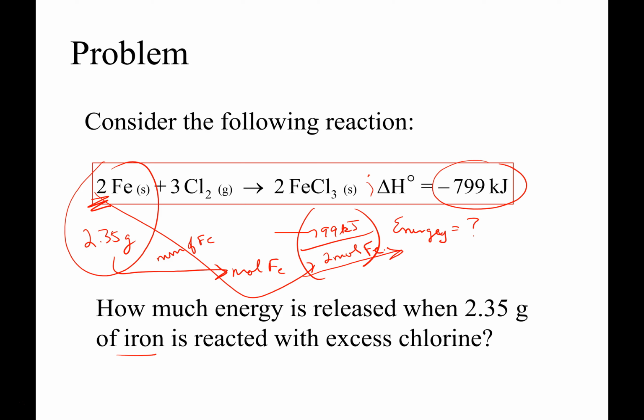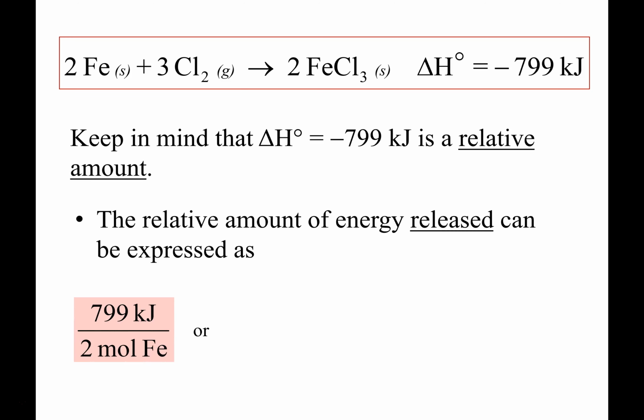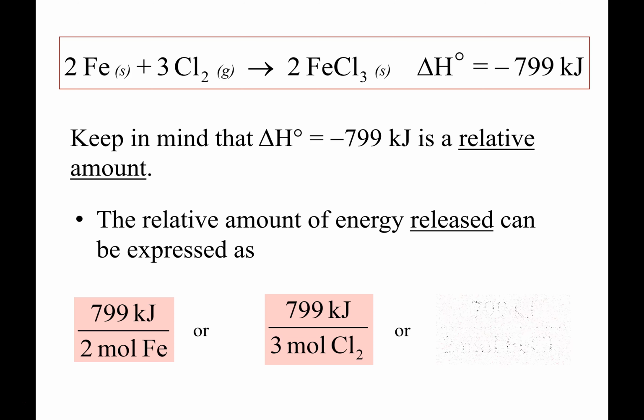My next slide emphasizes that idea that you can associate that energy with any of those quantities. So we could say that that energy is the energy released for 2 moles of Fe. That's the one we're going to use. But what if you had moles of Cl2? Then you would do this one: 799 kilojoules of energy released for 3 moles of Cl2. Or you could pick on the product: that amount of energy is released for every 2 moles of FeCl3. So it just depends on what you need to use.